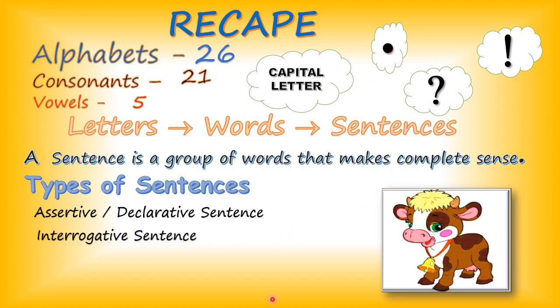Now come to the next one, that is interrogative sentence. Interrogative sentences are sentences which ask questions. When we ask questions, when we want to know something, and whenever we are writing interrogative sentences, we will be ending the sentence with the question mark. We will be putting a question mark at the end of interrogative sentences, children. Like when we ask questions, like what is your name? Where do you live? Are you hungry? These are the examples of interrogative sentences.